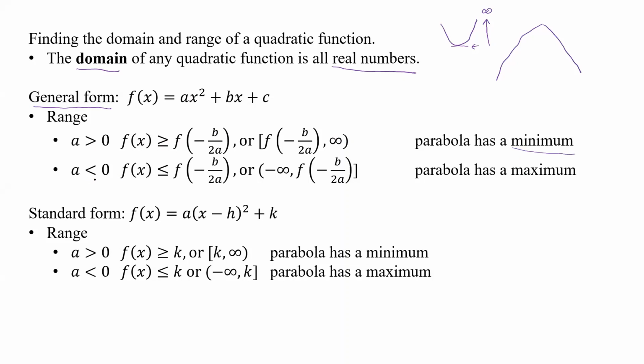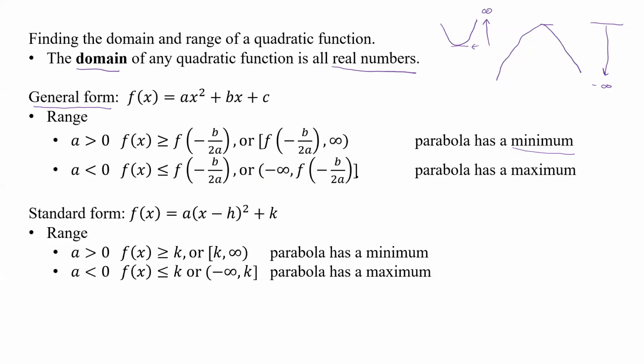Now, if your a is less than 0, that means we're going to have a parabola going down, so it's going to have a maximum value. And so basically, your range is going to be everything below that. So it's going to go from negative infinity all the way up to whatever your maximum value is. So your f of x, or your y, is going to be less than or equal to f of, and here again, that's your h value. And so you plug that in, and once you plug it in, that becomes k. So it's going to go from negative infinity up to whatever your k value is, the y value.